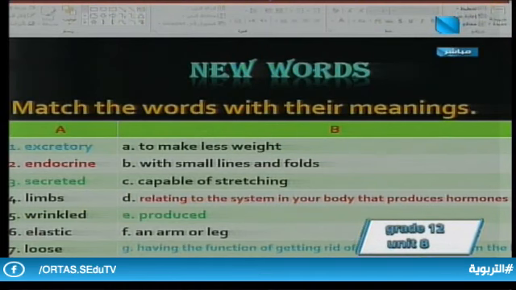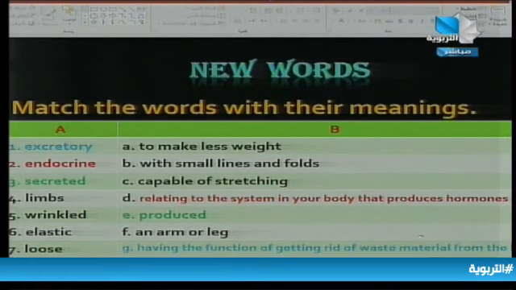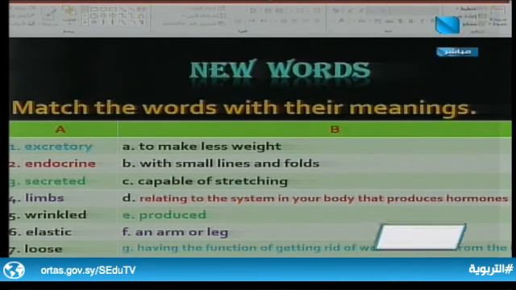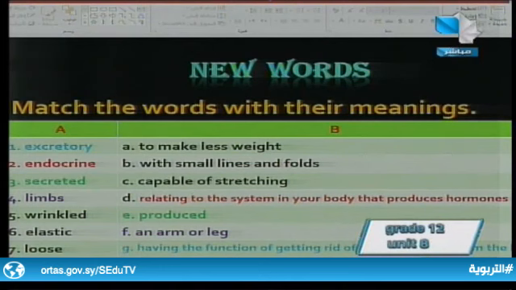Secreted is produce. Produced means, here, to give. Okay, right. Mr. Mazin: the limbs, the arms and the legs. We talked about them. We have 4 limbs in our bodies: 2 hands, or arms, and 2 legs.